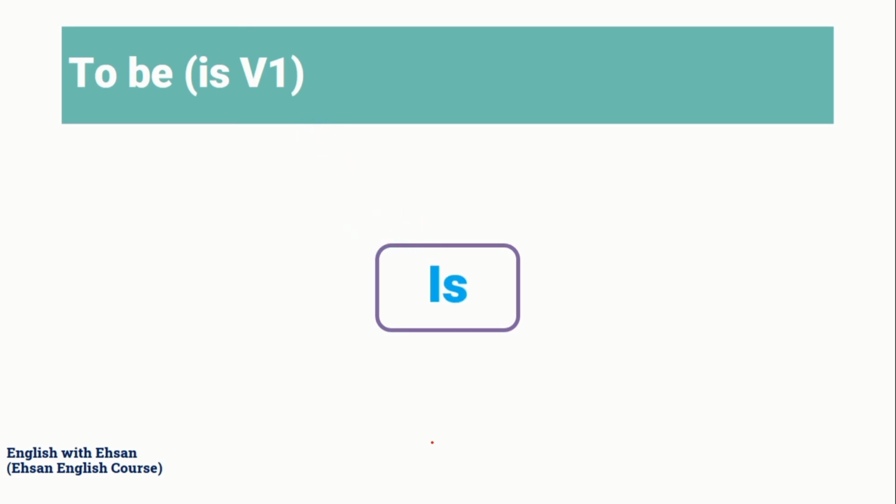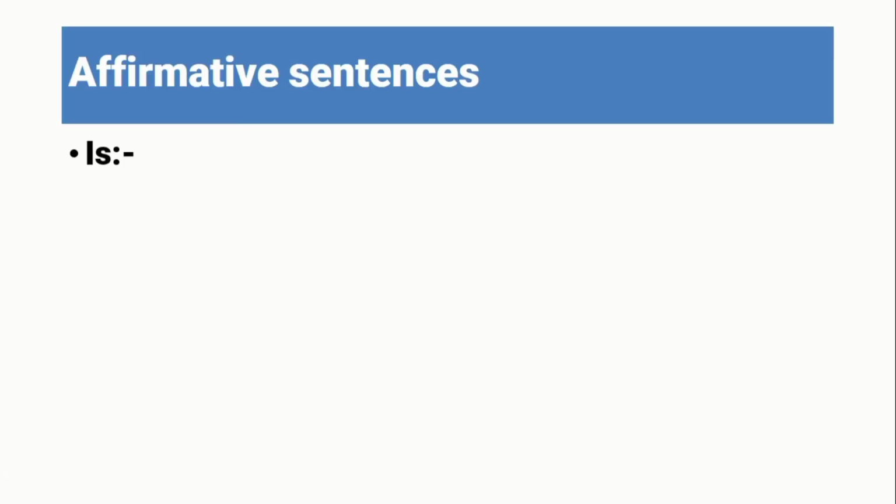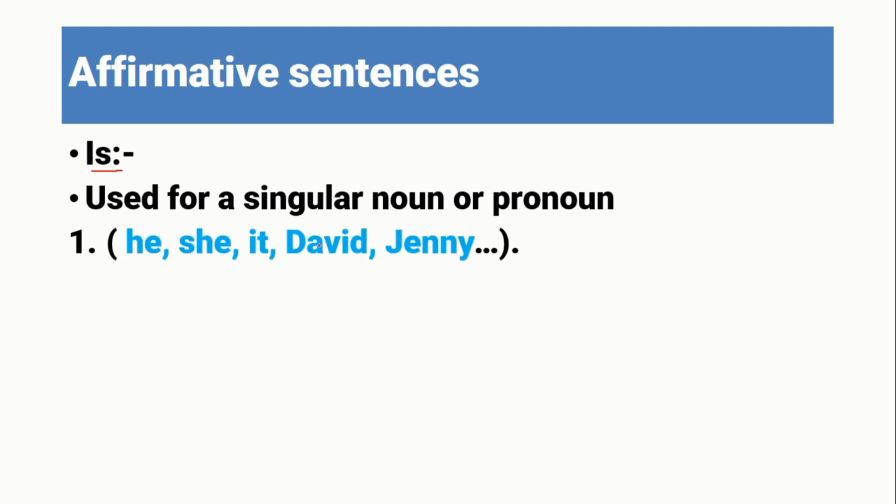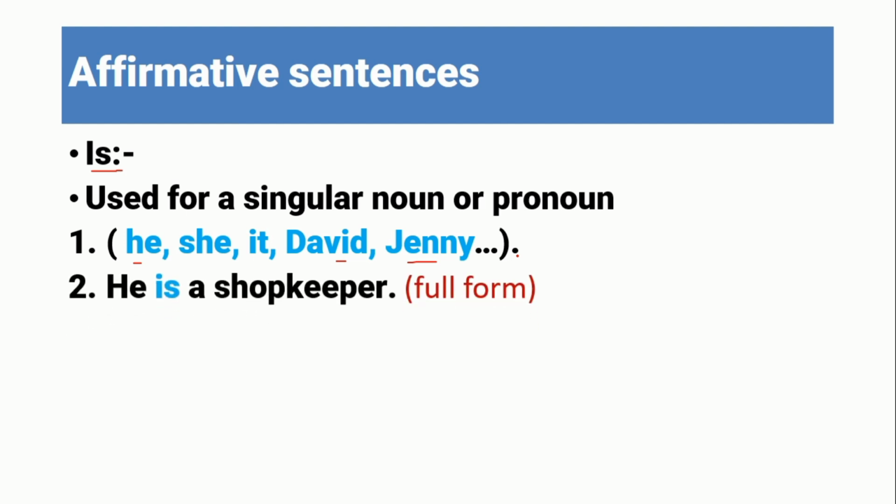Also we have an example for is. To be verb is. We use is for a single noun or pronoun in affirmative sentences. Also, we use it for he, she, it, like David, Jenny, like this. We use it for one person. We can use it whether that is male or female. It's not important. We just use the verb is for that.